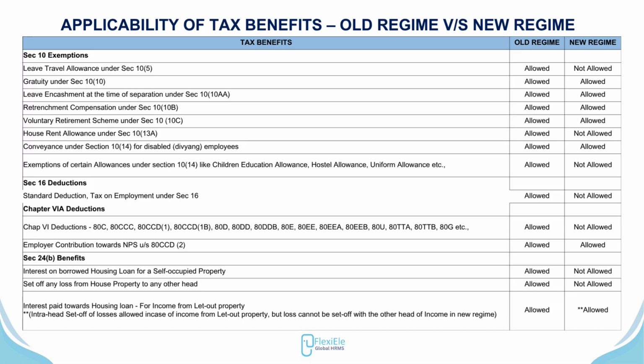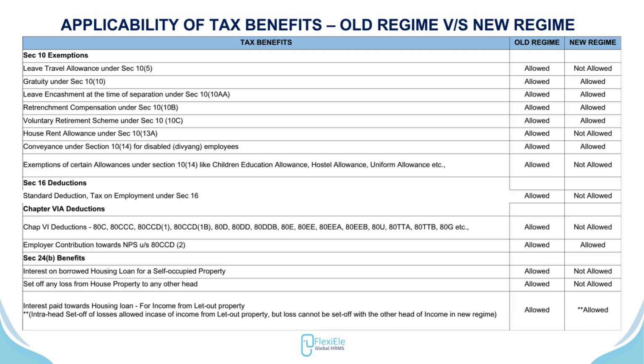Let's say you're choosing between two salad bars. The old regime comes with all the toppings: deductions, exemptions, benefits galore. It's perfect for someone who loves to plan taxes smartly by claiming things like HRA, LTA, Section 80 deductions, and home loan. The new regime is more like a ready-made bowl, fewer options, but simpler and faster.